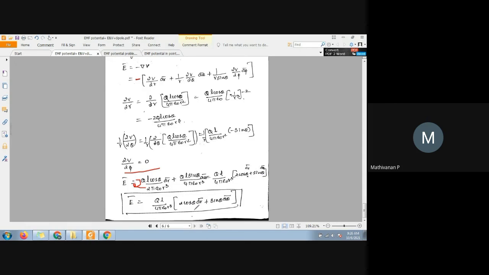Final expression of your electric field is QL divided by 4 pi epsilon naught r cube into 2 cos theta AR vector plus sin theta A theta vector.